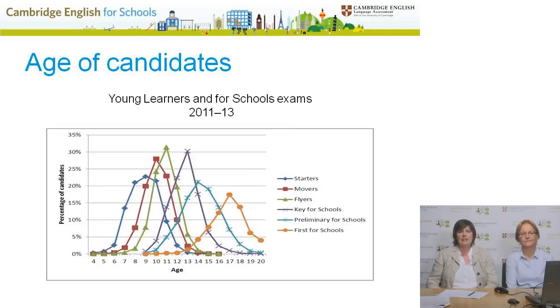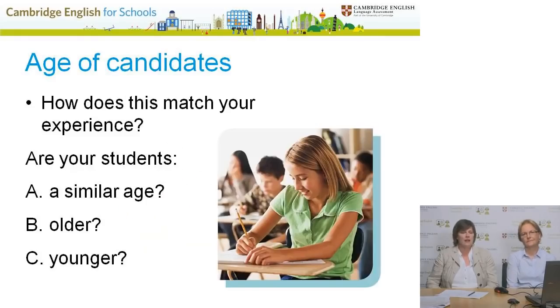So here in this slide is more information on ages in the Cambridge English Young Learners and for Schools exams between 2011 and 2013. You can see here that the Cambridge English Preliminary for Schools is taken mainly by students between the ages of 13 and 15. And Cambridge English First for Schools by students from 16 to 18 years old. Obviously, the ages at which learners take these tests vary in different parts of the world and with different learning situations. But how does this match your experience?